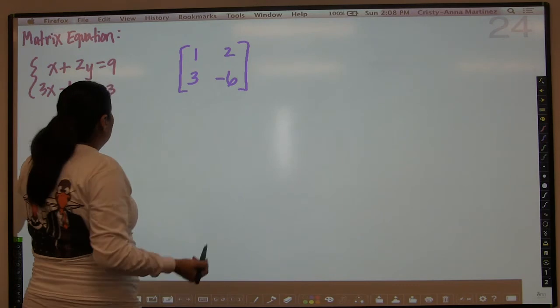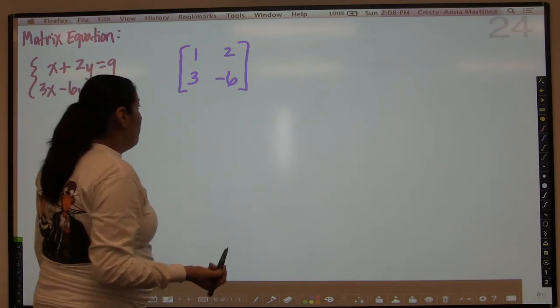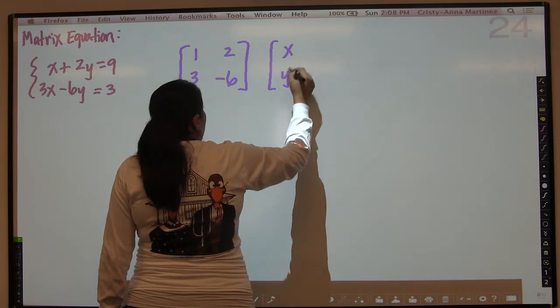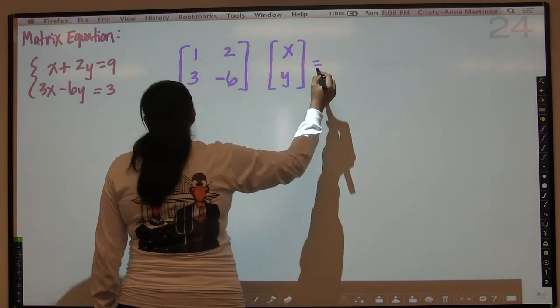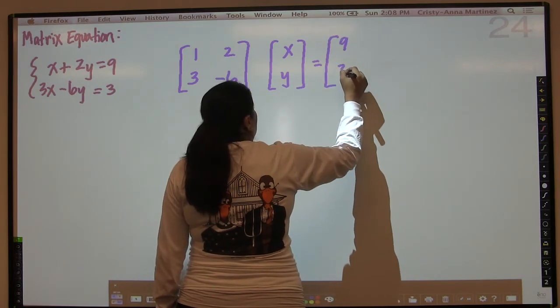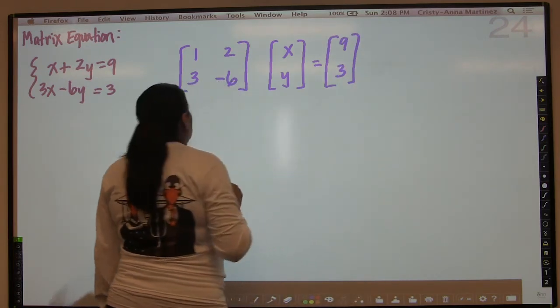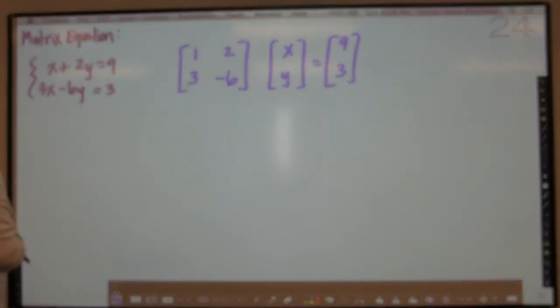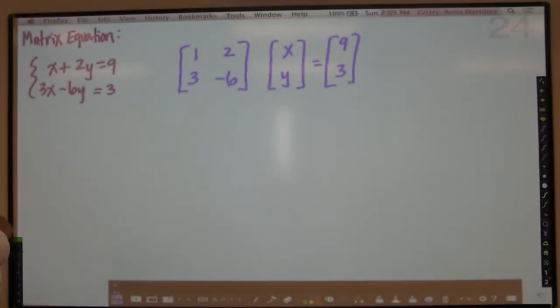Then I'm going to get my variable matrix. The two variables that I have are x and y. And then I'm going to have what the constants are, 9 and 3. So this is actually what a matrix equation looks like. We have the coefficient matrix, the variable matrix, and the constant matrix.